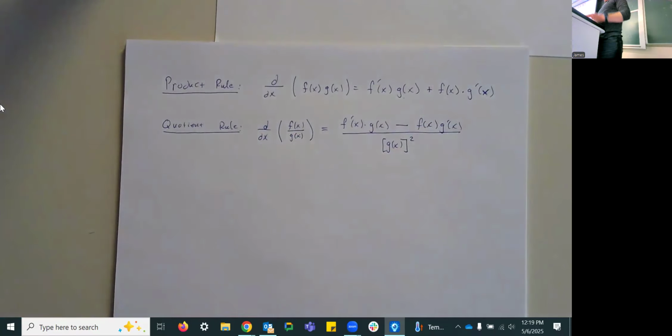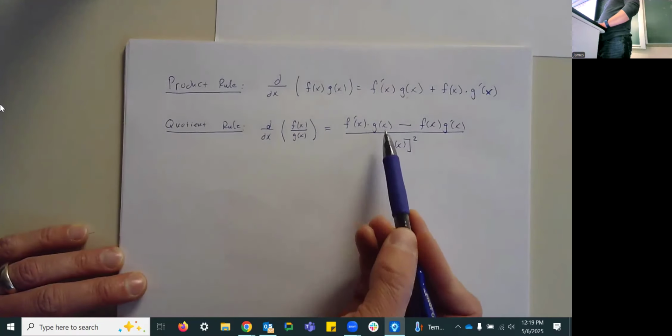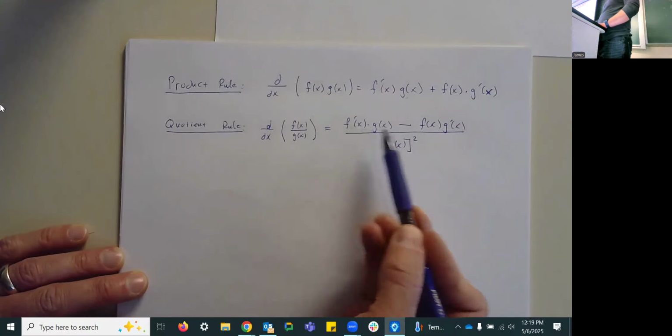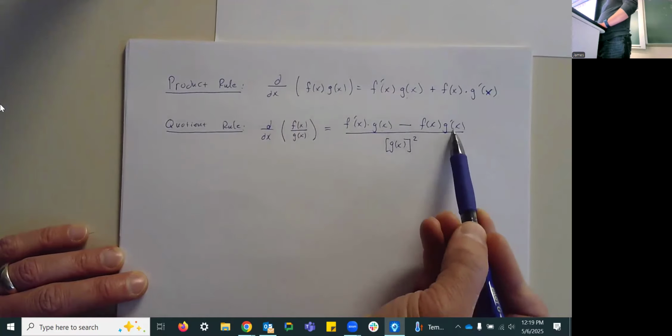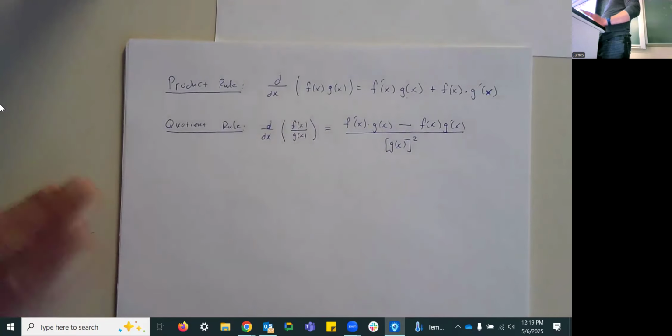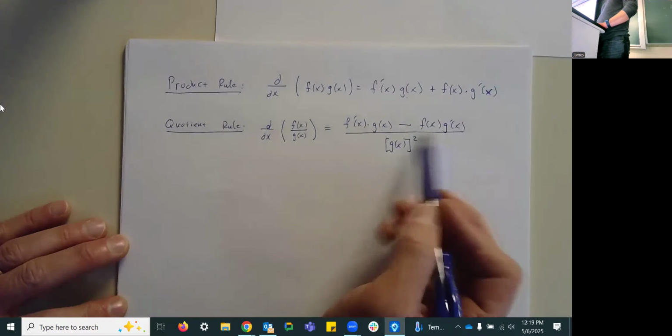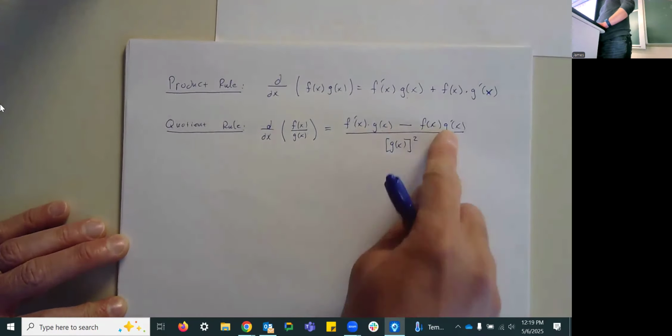Or as I say in my head, you might want to watch this for a second, I do the g part first. I say it's the bottom times the derivative of the top minus the top times the derivative of the bottom, all divided by the bottom squared. Same thing, we can always change the order of multiplication, it doesn't matter, but we do have to keep the order of subtraction as is. You can't put that over there and that over there.